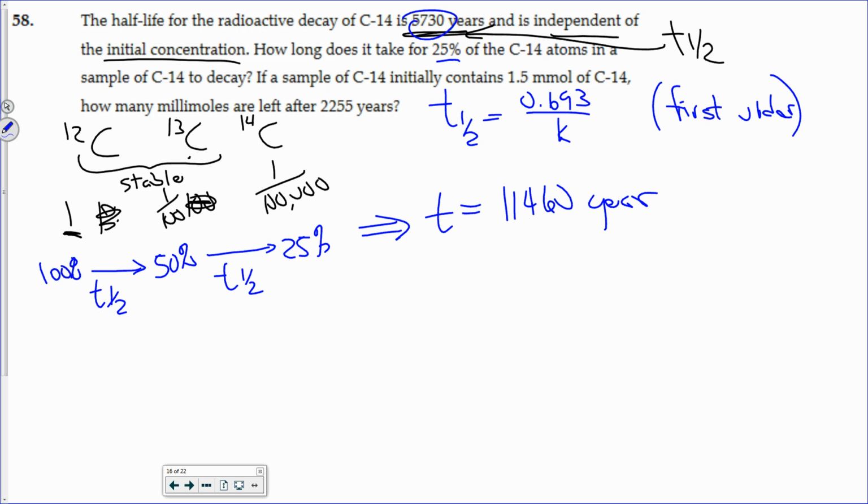All right. So the last part of the question is the trickier one. It says a sample originally contains a certain number of millimoles of C14. How many millimoles are left after 2,255 years? And this is what we do when we do carbon dating.